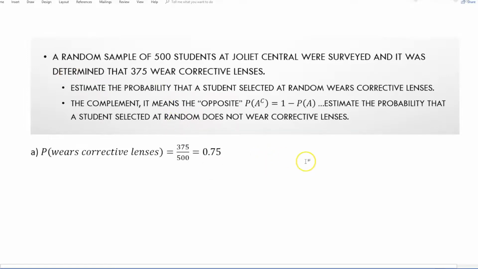Okay, the next thing we're going to talk about here in part B is going to be the complement. Oh, go away. Sorry about that, guys. Why do you keep doing that? There. Okay.